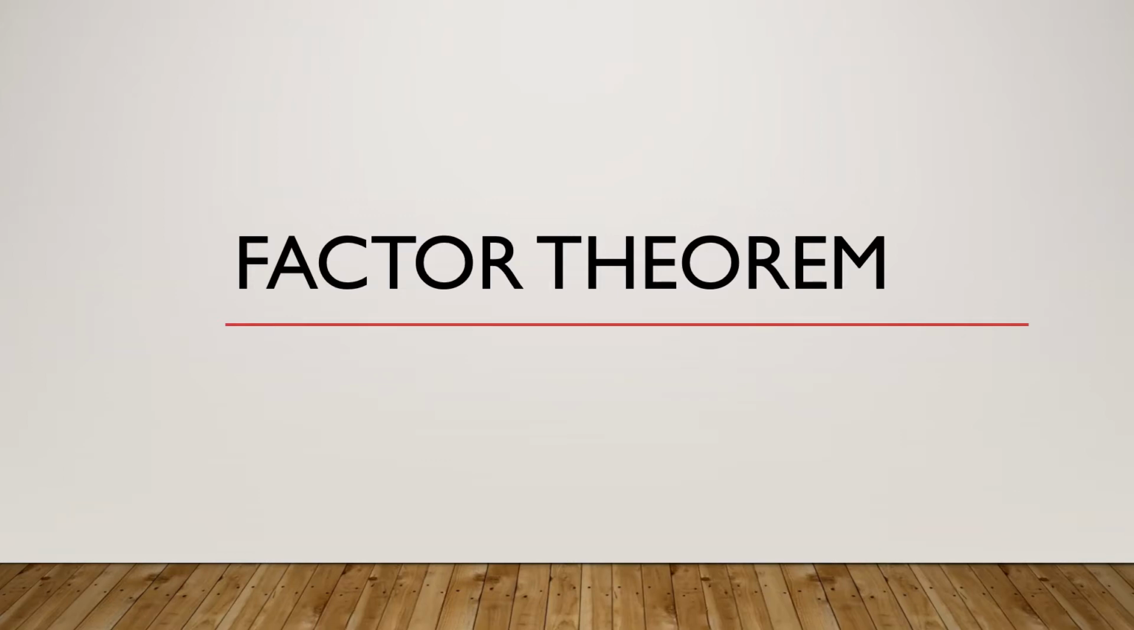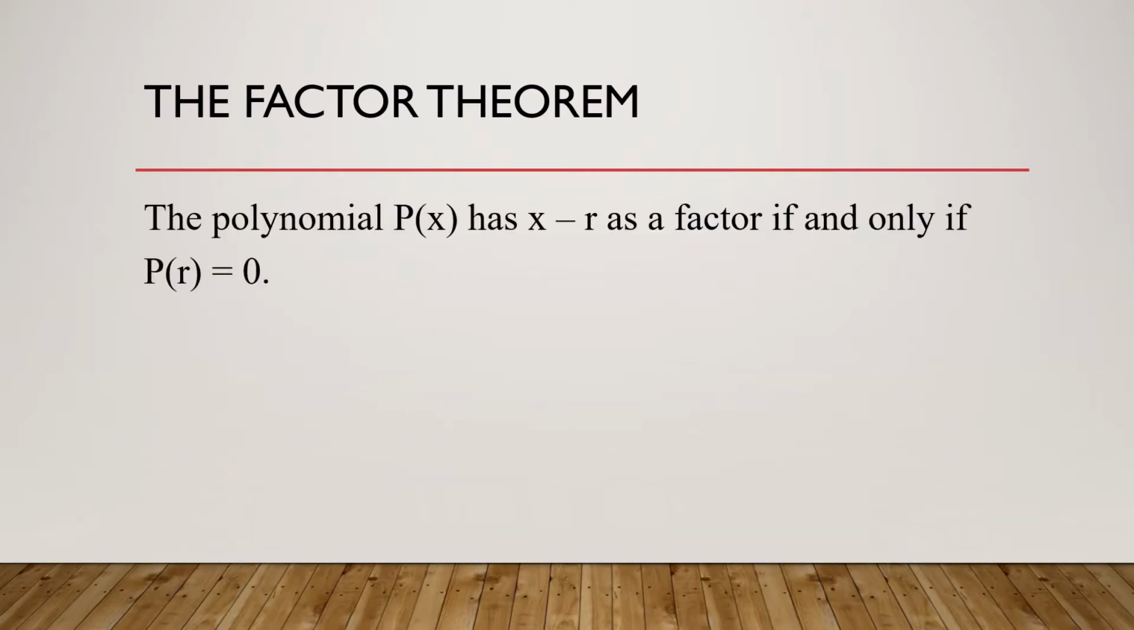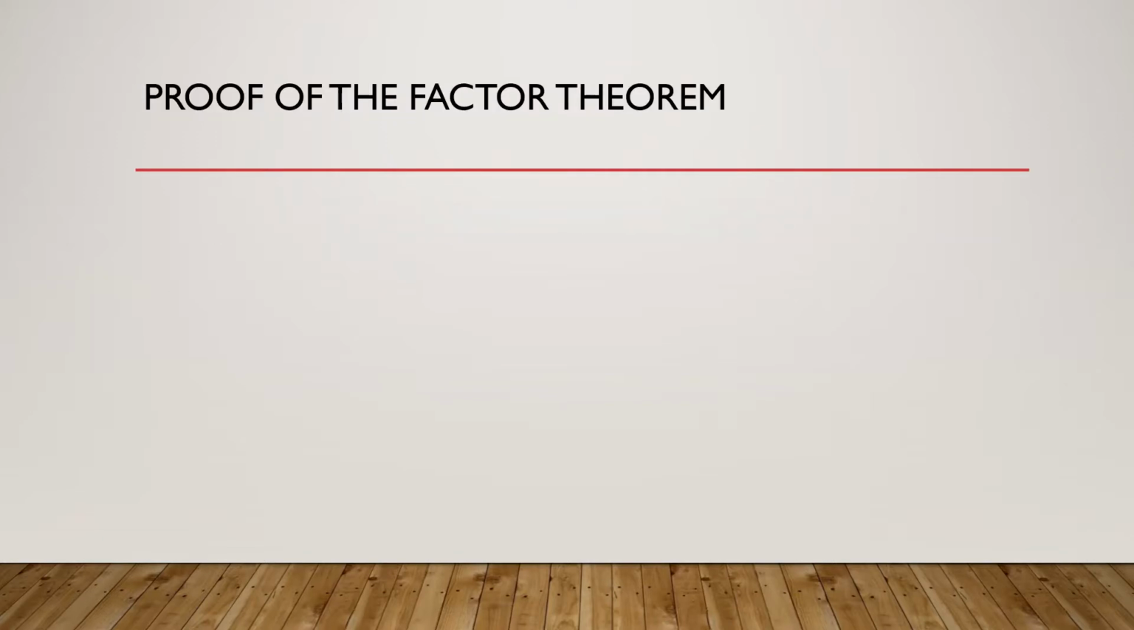Previously, we dealt with the remainder theorem, but for this lesson, we will be dealing with the factor theorem. The factor theorem states that the polynomial p of x has x minus r as a factor if and only if p of r is equal to 0. There are two parts of the proof of the factor theorem.